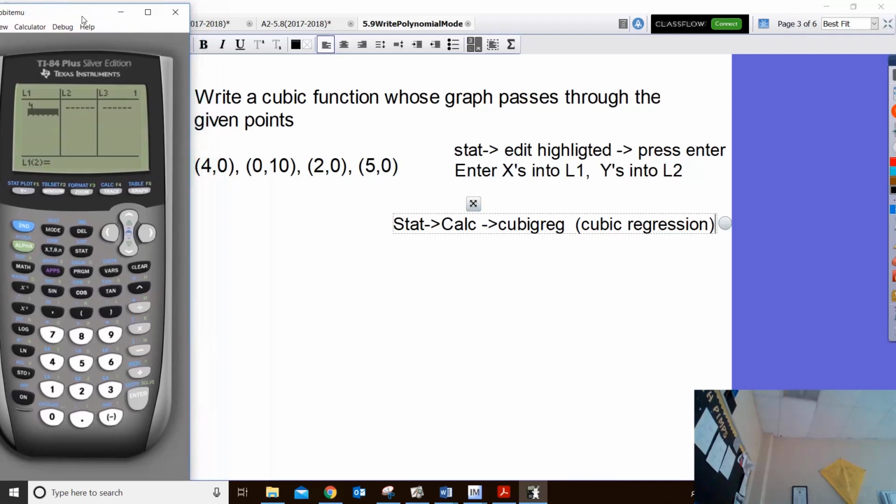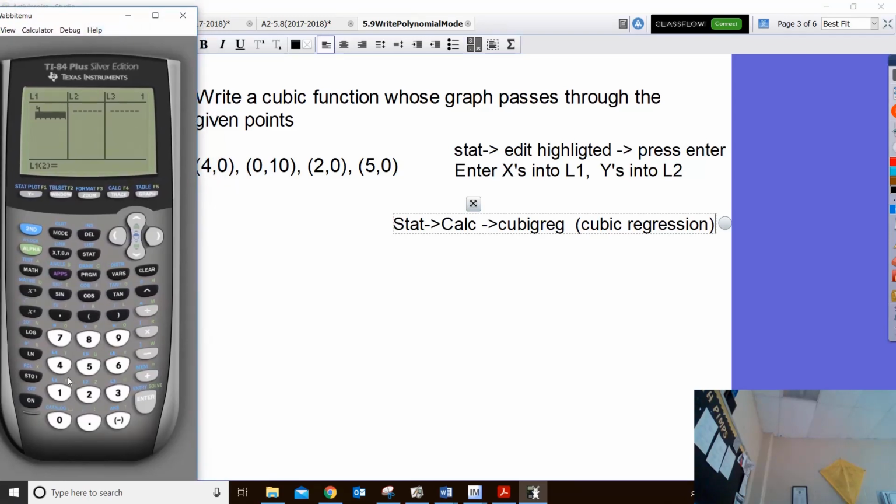Anyways, the X is in list 1, Y is in list 2. List 1 is always the independent variable. List 2 is always the dependent variable.